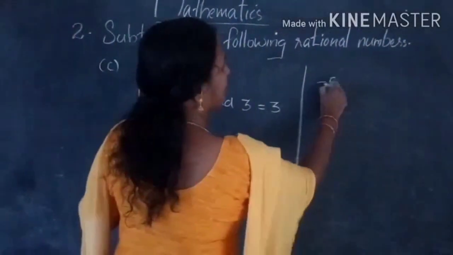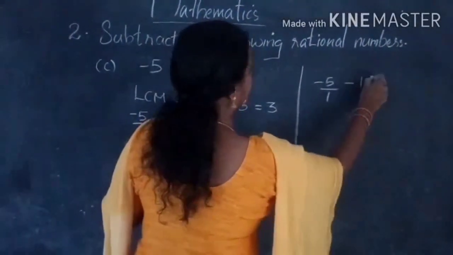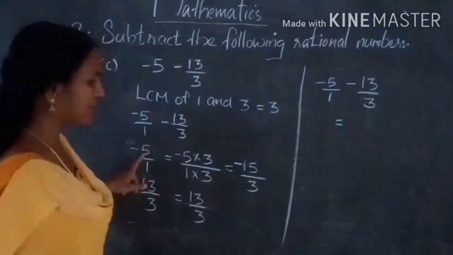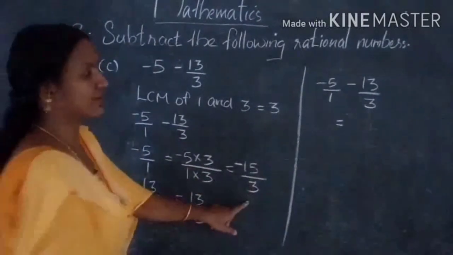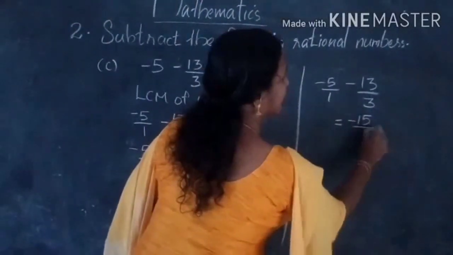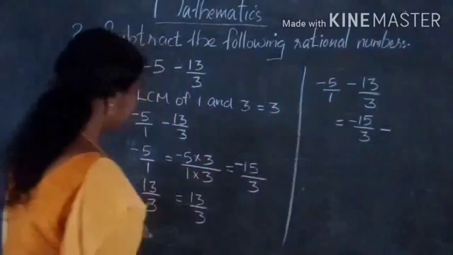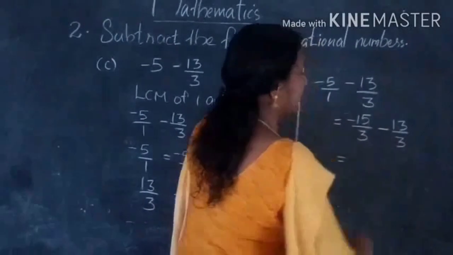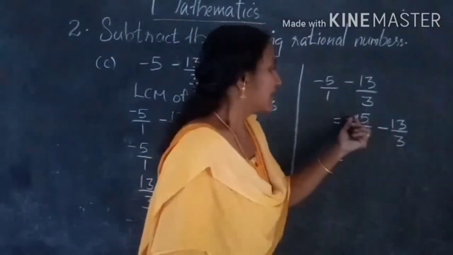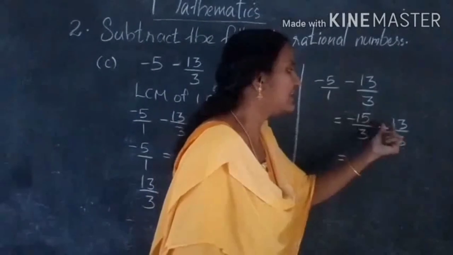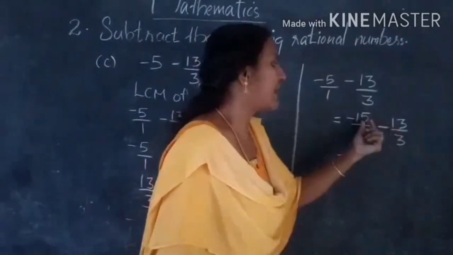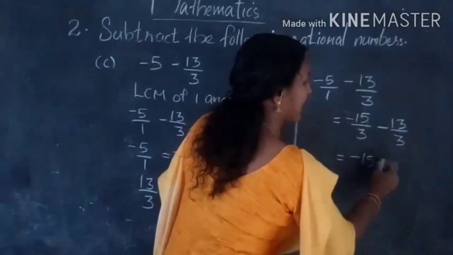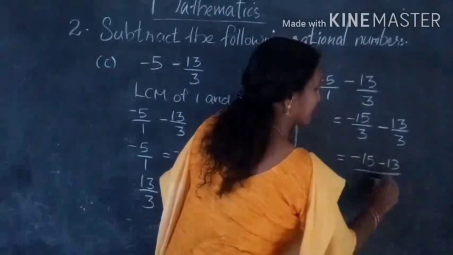Minus 5 by 1 minus 13 by 3 is equal to, minus 5 by 1 is equal to minus 15 by 3. Minus 15 by 3 minus 13 by 3, write the same number. Here the denominators are same. Here the numerators are minus 15 and minus 13. So we add minus 15 and minus 13, divided by 3.